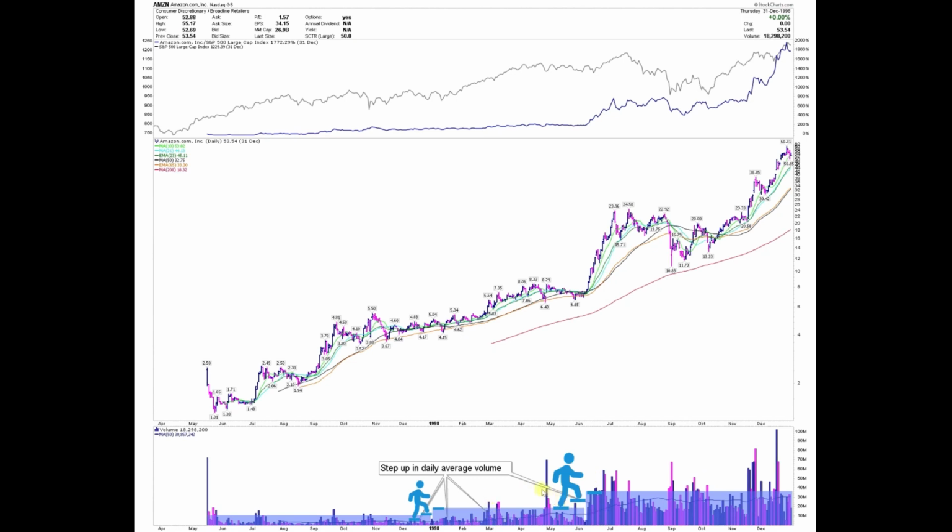The step up in daily average volume as price increases represents the fact that institutions are starting to key in to the potential growth of this stock as a business. This step up basically shows that there are multiple institutions, multiple pension funds, multiple hedge funds, and different parties. The institutions, which make up 75% of the volume in the market, are showing a greater interest in the stock over time.